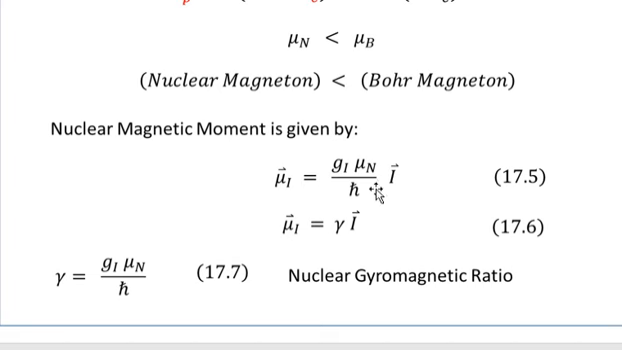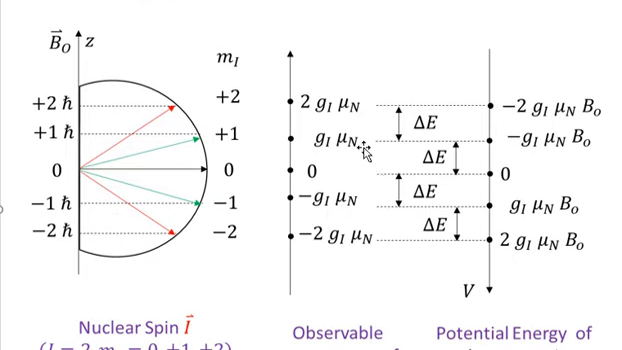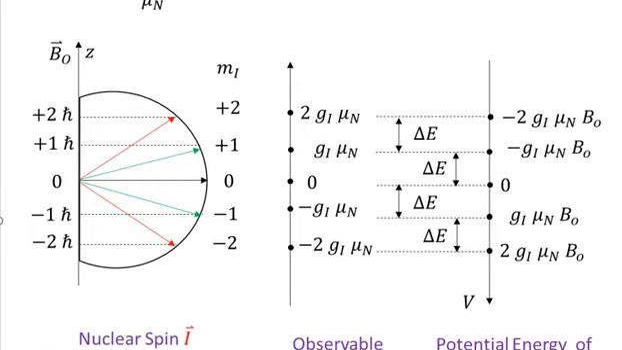So mI has 5 values, so mu I then will have 5 values, and these will be given as the projection of these five values onto the z direction. So we have these values as 2 gI mu N, then plus gI mu N, then 0, then minus gI mu N, then minus 2 gI mu N. So then if you want to observe the values of the spin magnetic moment, or the nuclear magnetic moment mu I, then of course you can measure these five quantities which have their projections on the z direction or on the B axis.